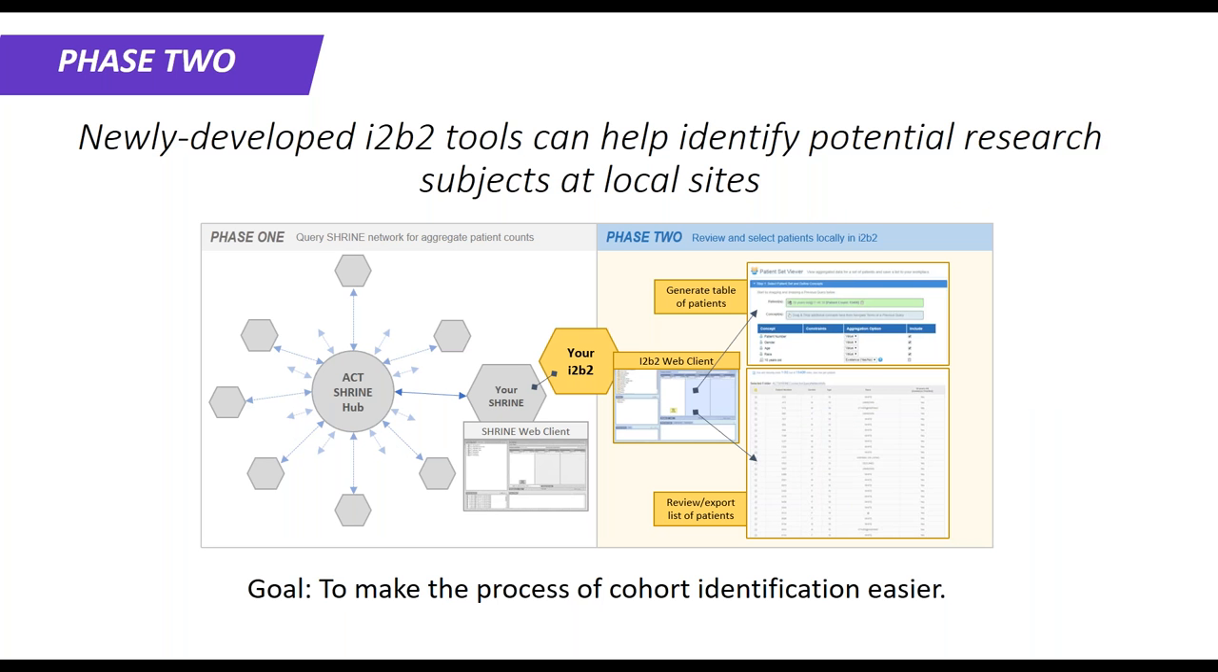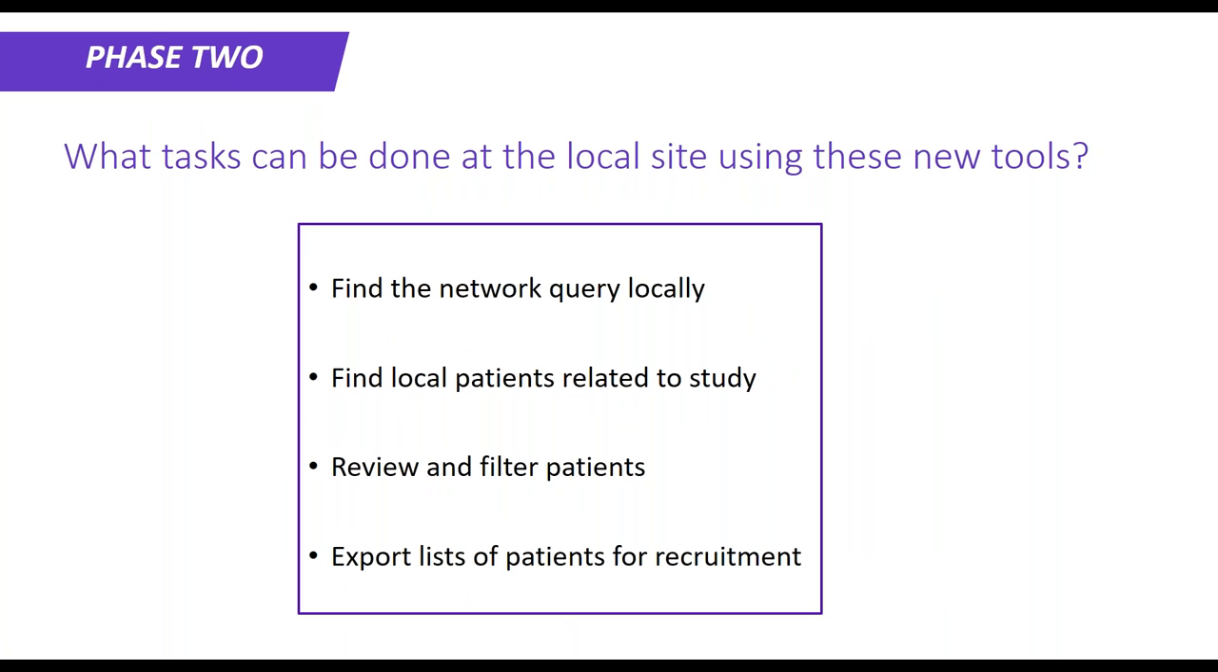We at Partners are making some plugins that will go on top of your I2B2 installation. And these I2B2 tools will help you identify potential research subjects. And when these plugins are added on top of your I2B2 web client, this whole software stack from phase 1 will enhance to phase 2. The tools will help you find a network query locally. They will help you find local patients for those network queries. You will be able to review and filter patients. And finally, you will be able to export the list of patients for recruitment. And I'm going to explain them in my following slides.